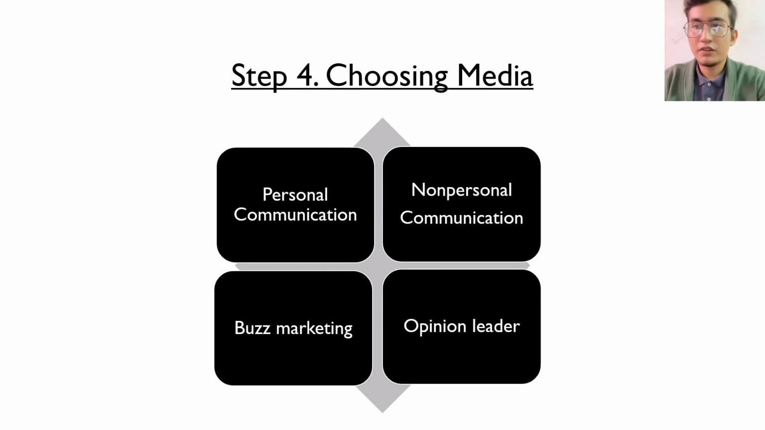So step 4 is choosing a media. There are 4 types of choosing a media: personal communication, non-personal communication, buzz marketing, and opinion leader. I will talk about personal communication. Personal communication includes letters, memos, emails, personal interviews, and telephone conversations.